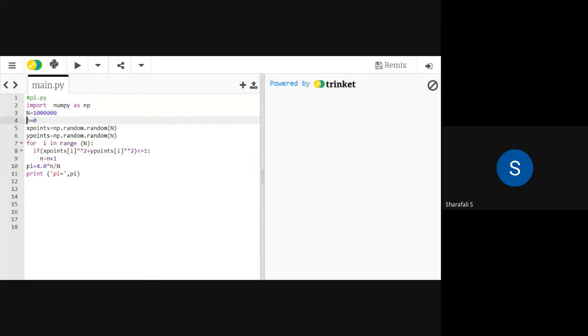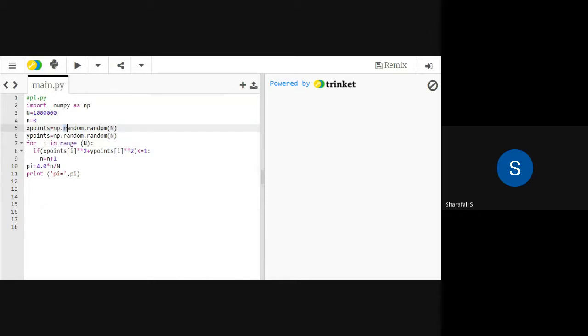Initially we have small n equal to 0. That is the number of points within the area that we are interested in, which in this case is under the quarter of the circle. And then we have x points. In x points, we are generating a number of x values randomly.